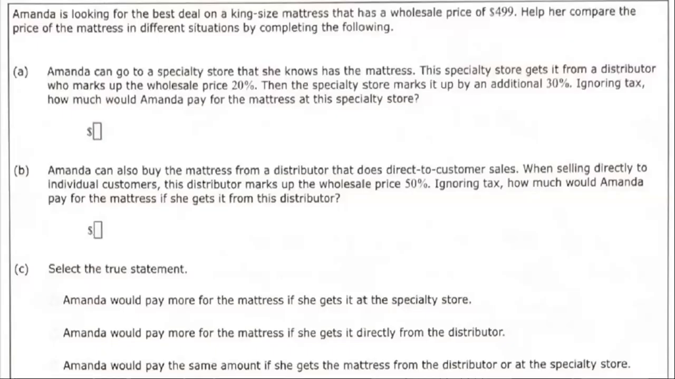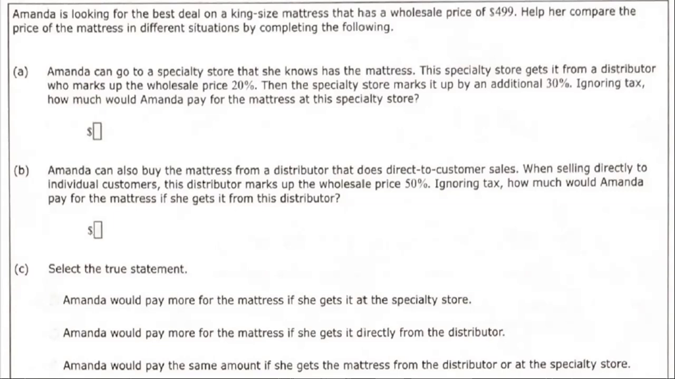Okay, so it says here, Amanda is looking for the best deal on a king size mattress that has a wholesale price of $499. Help her compare the price of the mattress in different situations by completing the following. A, Amanda can go to a specialty store that she knows has the mattress. The specialty store gets it from a distributor who marks up the wholesale price 20%. Then the specialty store marks it up by an additional 30%. Ignoring tax, how much would Amanda pay for the mattress at the specialty store?